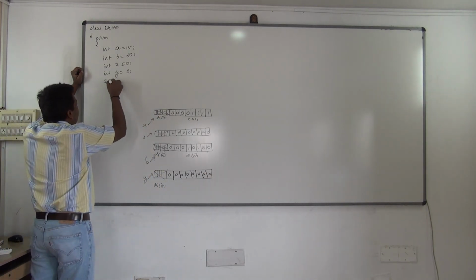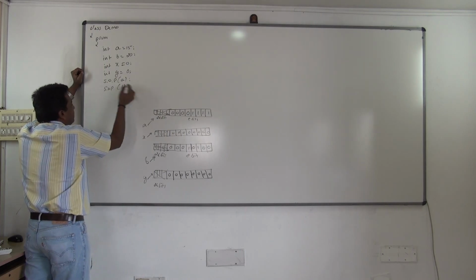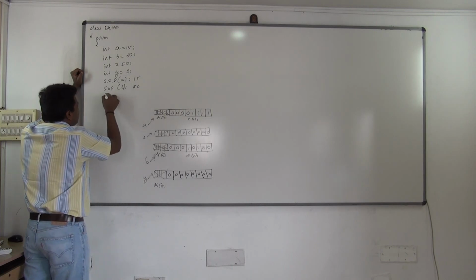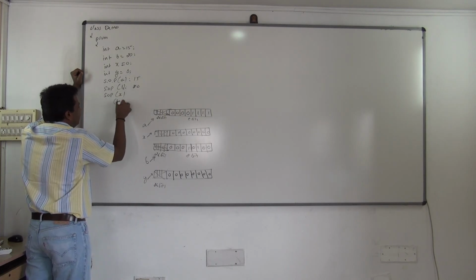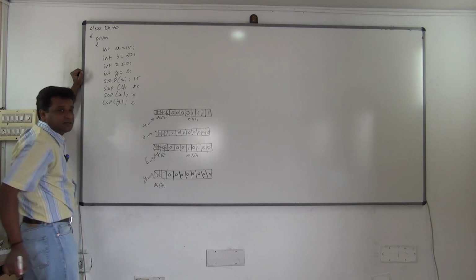So SOP AB. If I print, what will it print? This will print 15, this will print 20. SOP XY also you can print. What will it print? 0, 0. And those are the values.